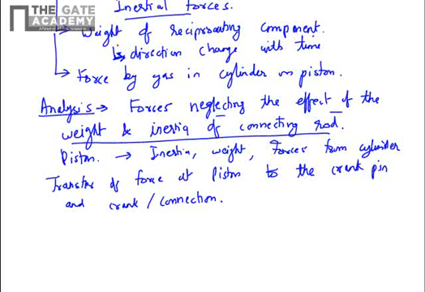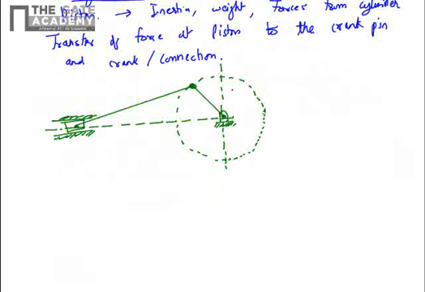So we will draw the diagram for this analysis, which is what. So this is our crank. The crank radius is R. The length of the connecting rod is L.